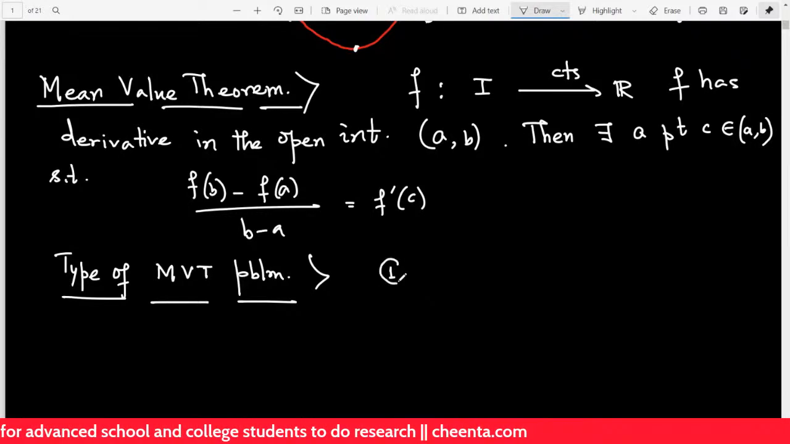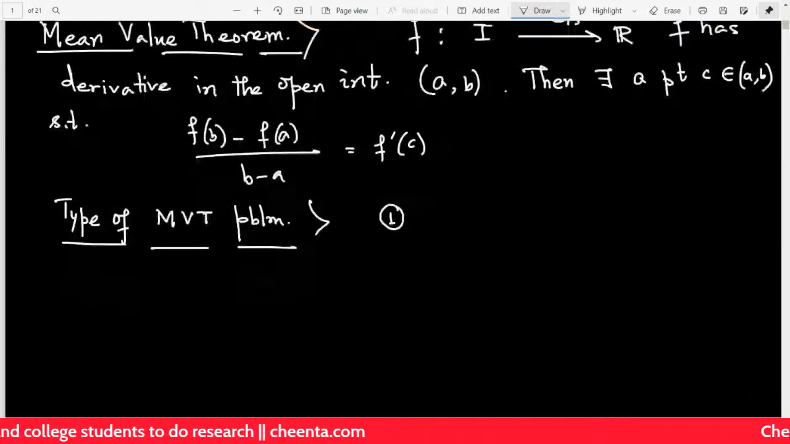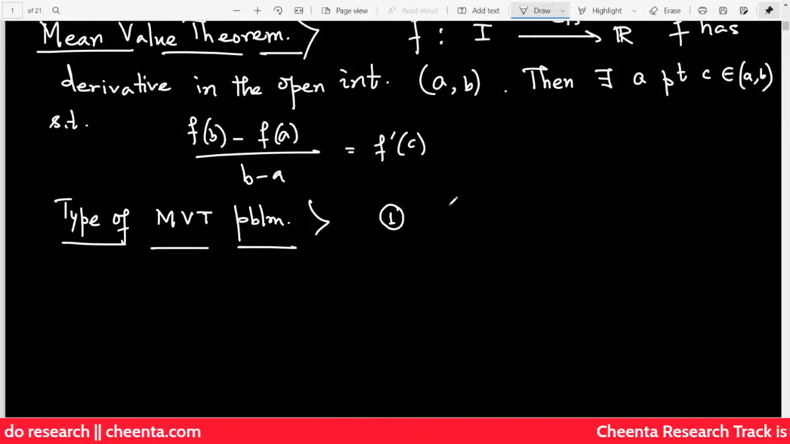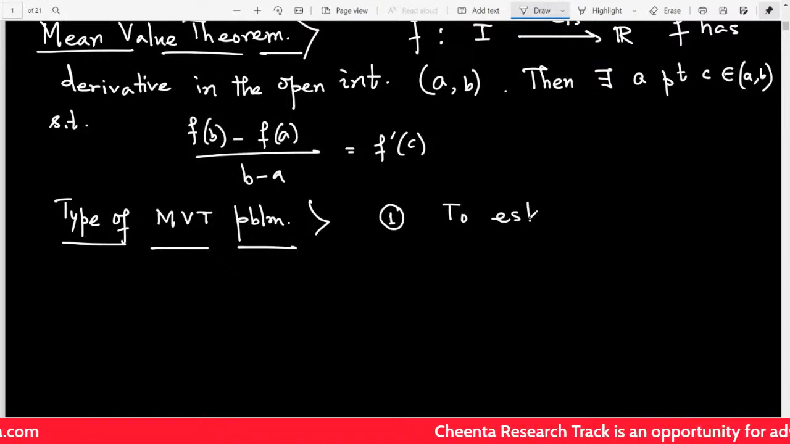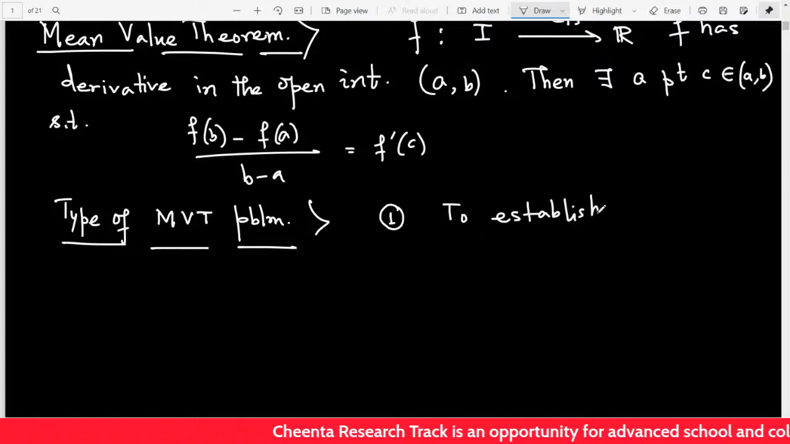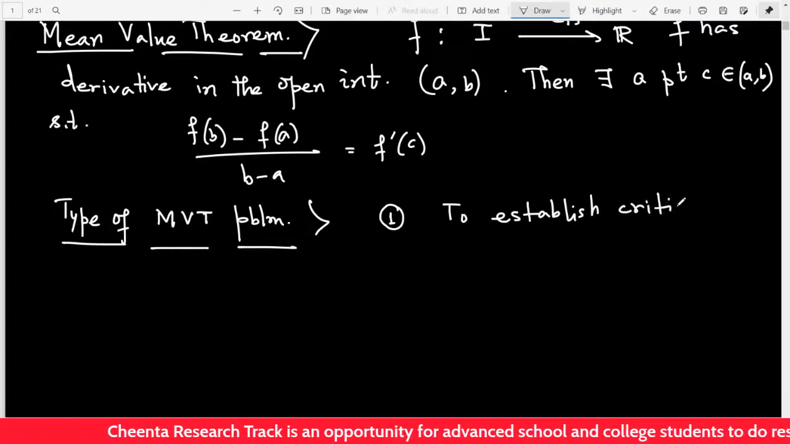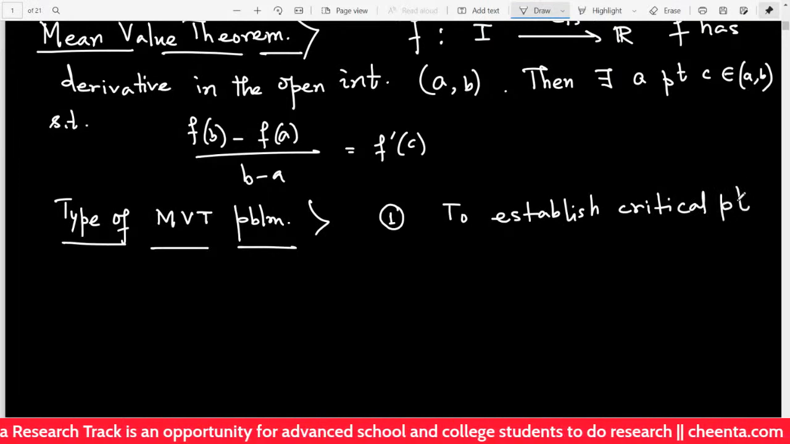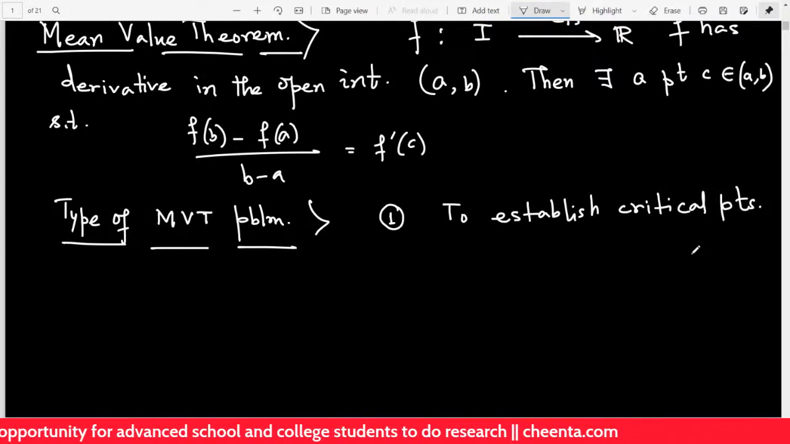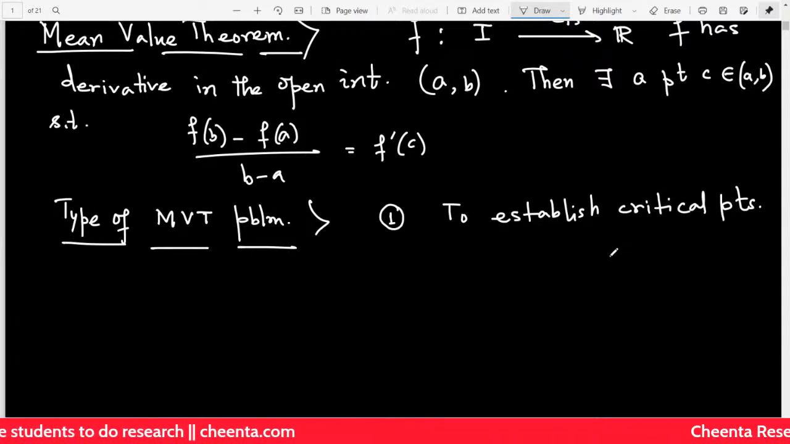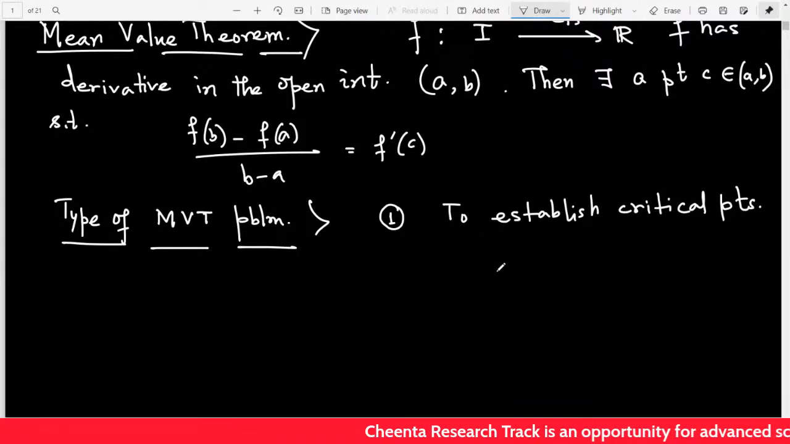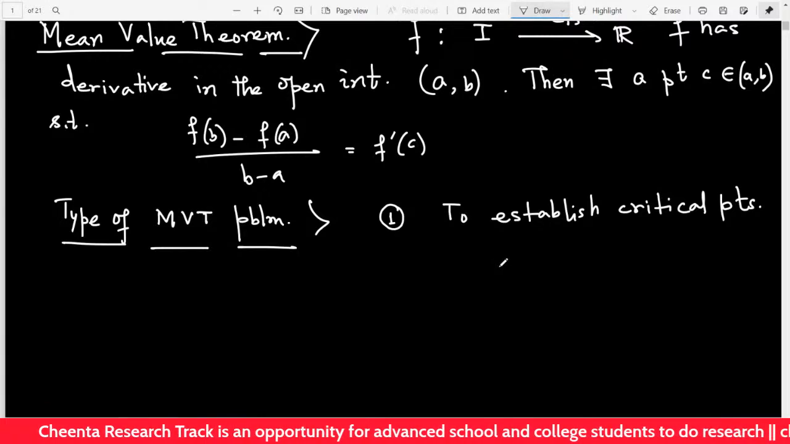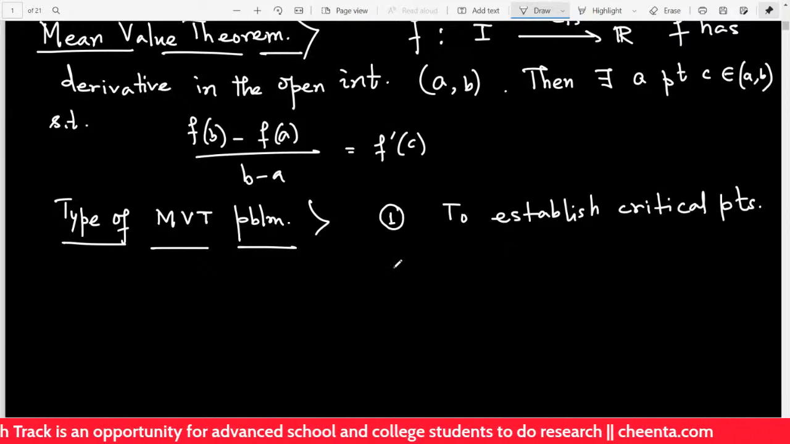One of the types of MVT problems is to establish critical points. Critical point means, if you recall from your plus 2 level, how did you compute critical points? You took f prime of x and saw when f prime of x is 0. So then it falls under the mean value theorem criteria.